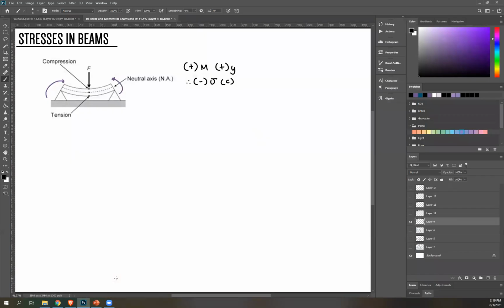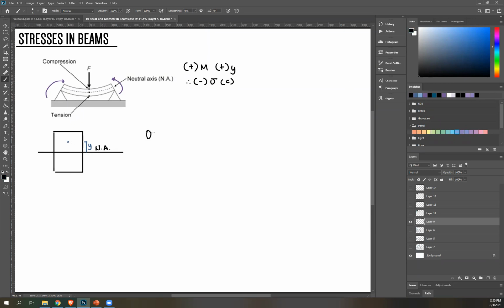Okay? And then what about that y and c? So to illustrate, let's say we have a cross-section of a rectangular beam, and then this is your neutral axis. So y is just the distance from your neutral axis, okay? So let's say this point. At this point, the distance from your neutral axis to that point is your y.